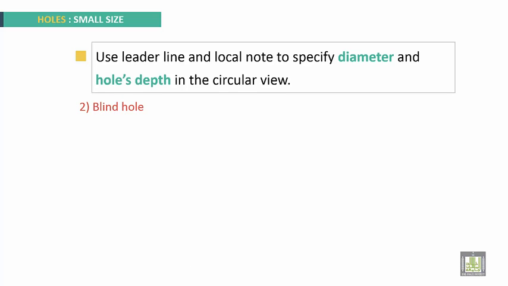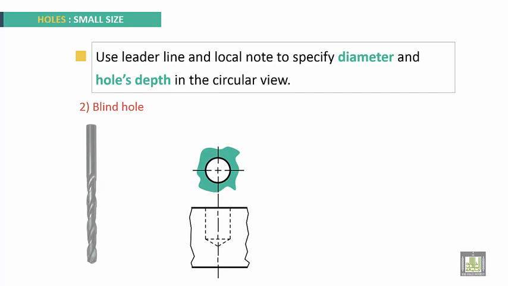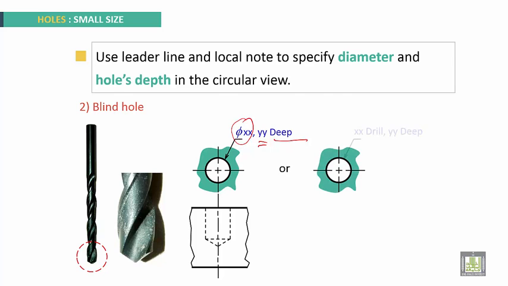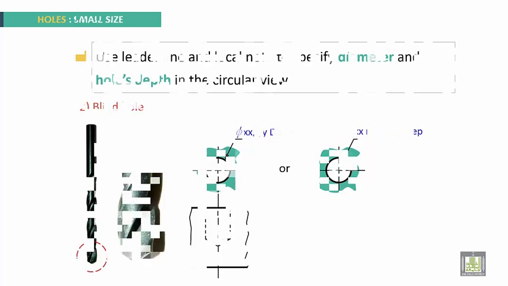Blind hole. Here, we specify the diameter and the depth with local notes, or other method, xx drill to specify the diameter and to say that it is drilled and not reamed, and here to specify the depth of the hole.